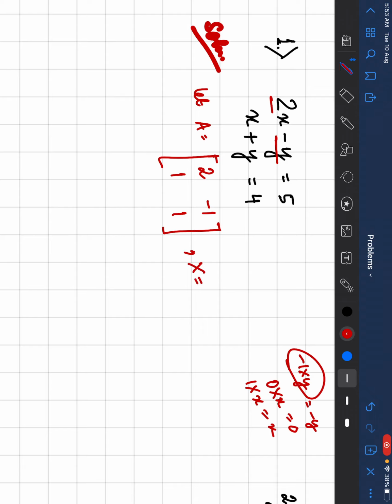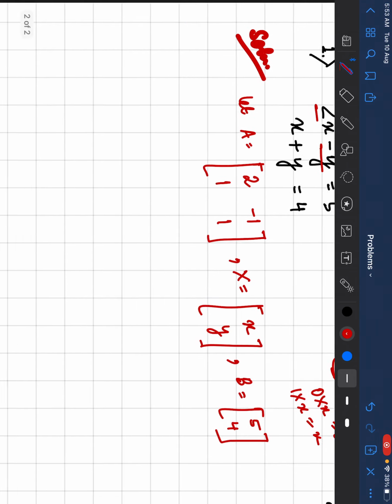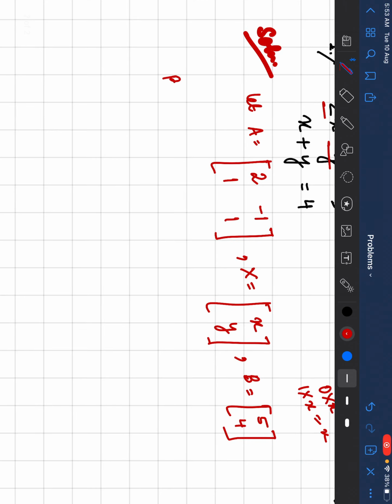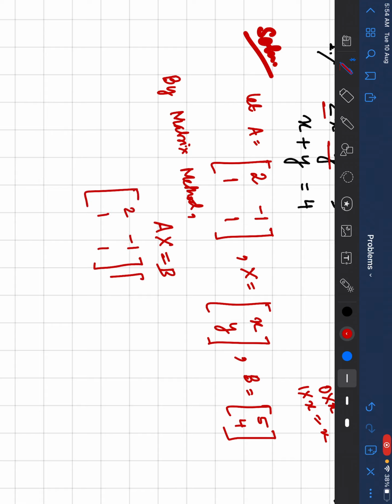Then the variable matrix will be x, y, because there are two variables. And then the constant matrix will be 5 and 4. This is my constant matrix. Now we're going to write in matrix form. By the matrix method, AX is equal to B. So what is my A? 2, minus 1, 1, 1, and x, y is equal to 5, 4. So by the matrix method we get this.